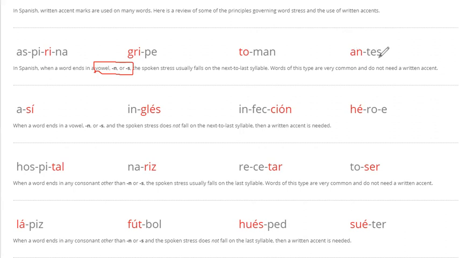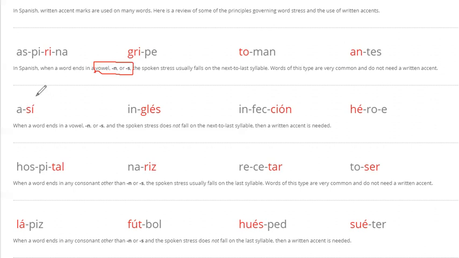It ends in an S. Any word that ends in a vowel, N or S should have the stress syllable on the second to last. And this is where it is, so no need to write an accent mark. Now let's look at some of the exceptions.